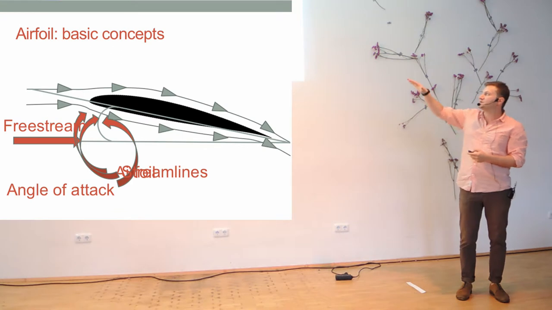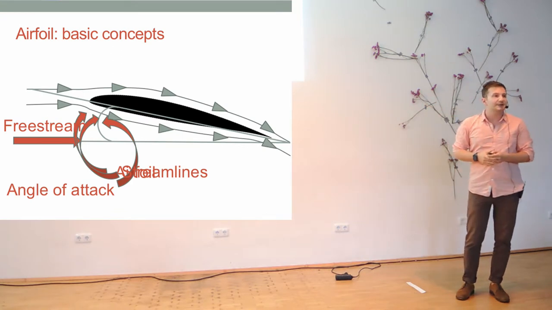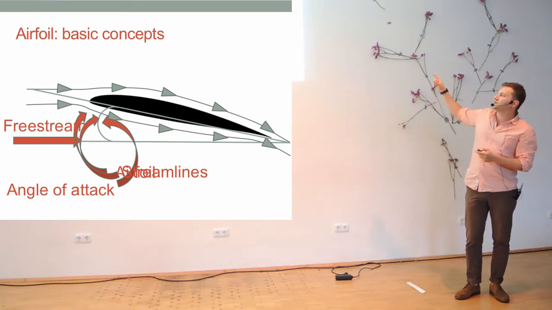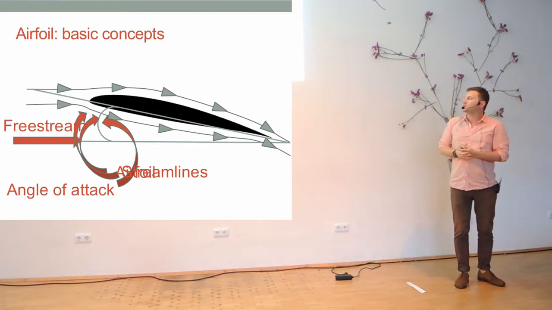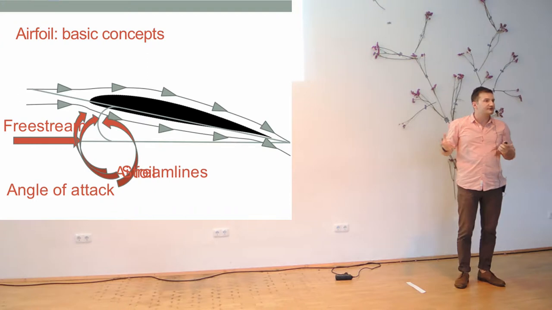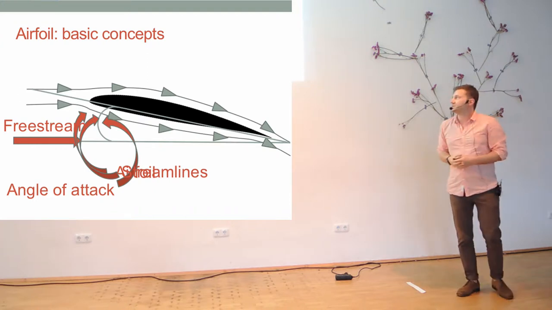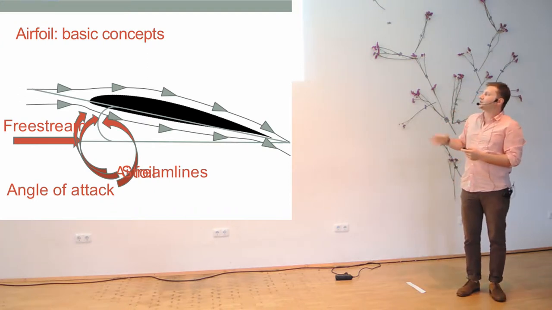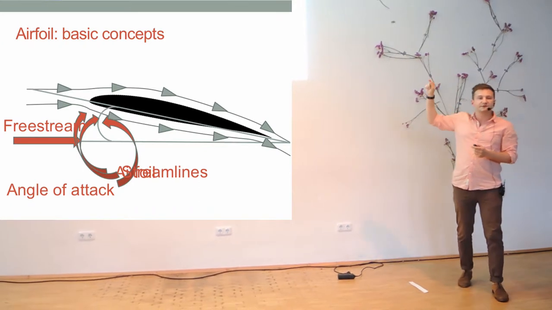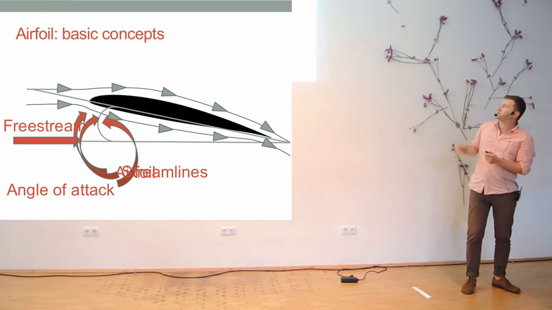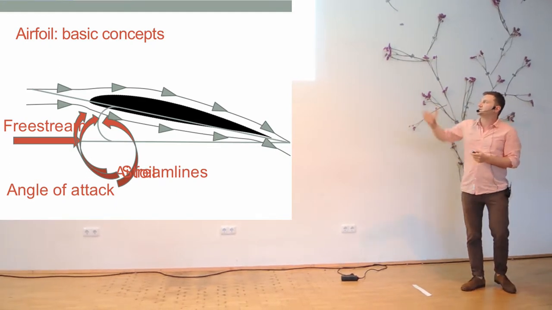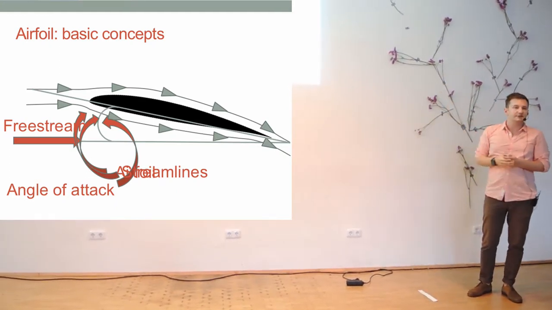So we have our free stream, and we can define some angle. This is the angle between the free stream direction and the mid-chord of the airfoil, and we call it the angle of attack. So pretty easy, actually. Another concept we have to understand are the streamlines. These are just the tracks of the air particles which are flowing along the airfoil, and we can depict it like this. So again, pretty easy.